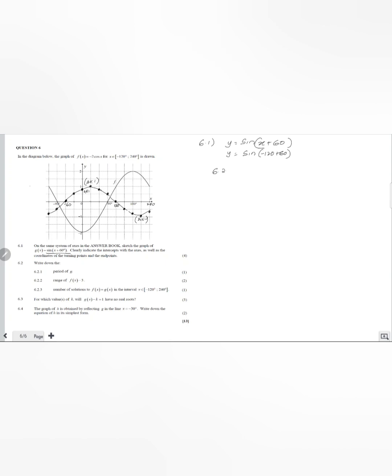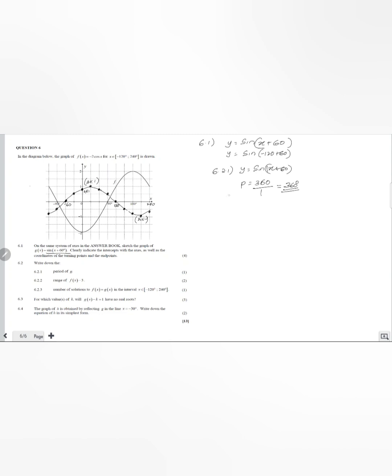6.2.1. What is the period of G? What is the graph G? Y is equal to sine (x plus 60). How do you find a period? Period of a sine or cos is 360 divided by the coefficient of the angle. What is the coefficient of the angle? 1x, isn't it? So it's going to be 360 divided by 1. Clear? So the answer is 360 degrees.